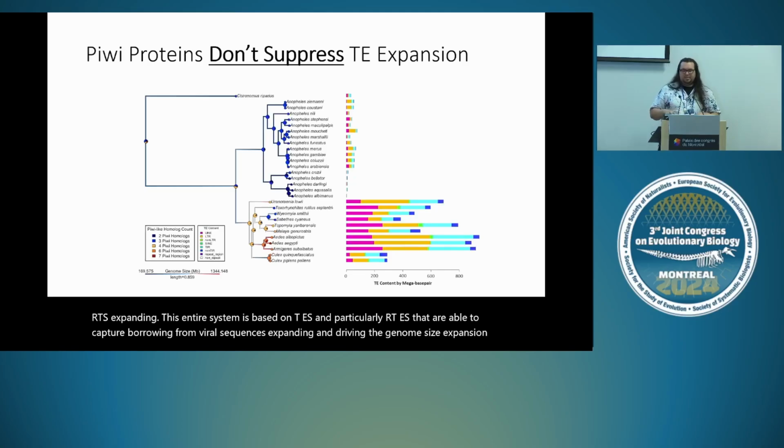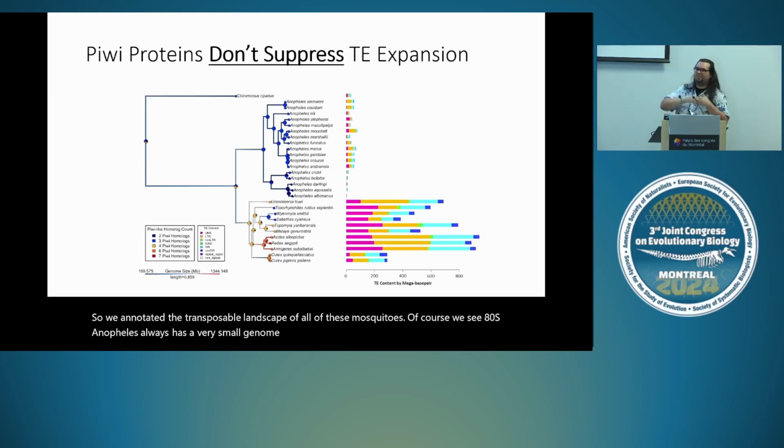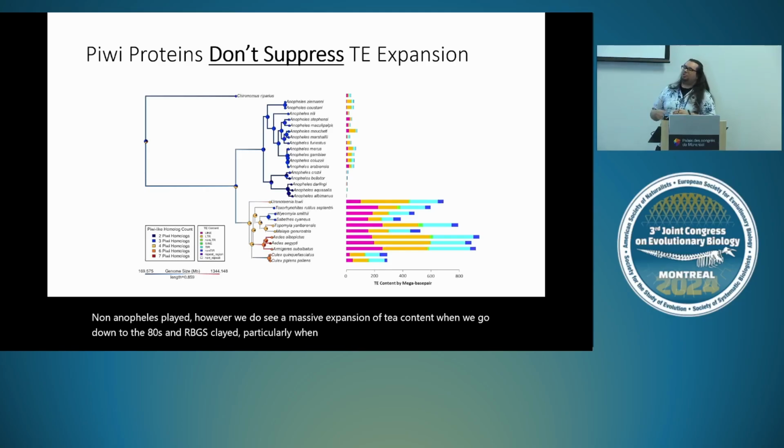So we annotated the transposable landscape of all of these mosquitoes. Of course, we see Aedes Anopheles always has a very small genome. They are virtually empty of transposable elements when we compare it to the non-Anopheles clade. However, we do see a massive expansion of TE content when we go down to the Aedes and Armigeres clade, particularly when we compare it to its close sister taxa of Culex.